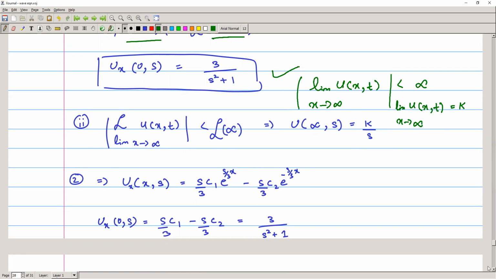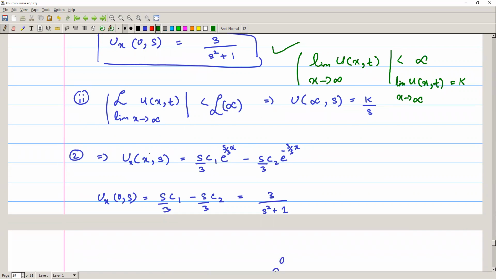Now we are going to apply these boundary conditions to equation 2. Therefore, equation 2 implies U_x(x,s) is equal to (s/3) c1 e^(sx/3) minus (s/3) c2 e^(-sx/3). We find the derivative here because the first boundary condition given is the derivative boundary condition. Now we can apply U_x(0,s).